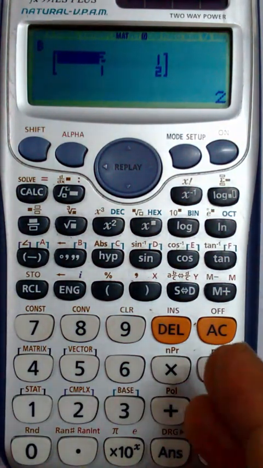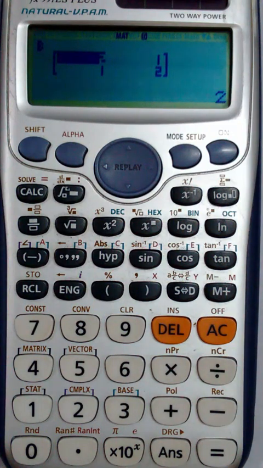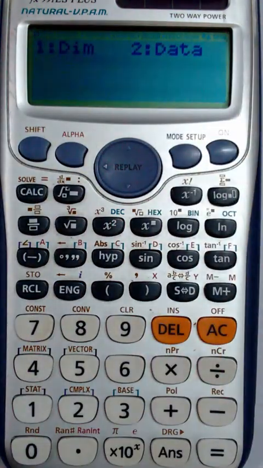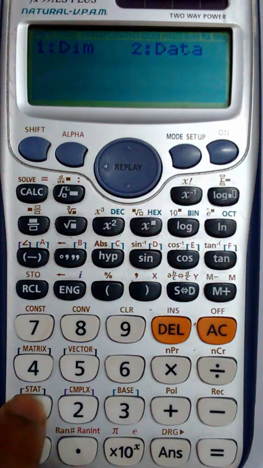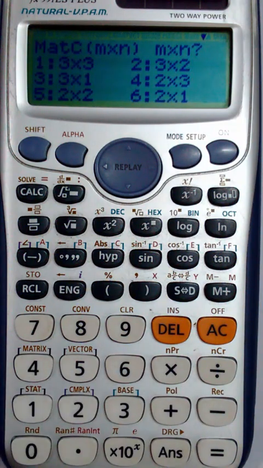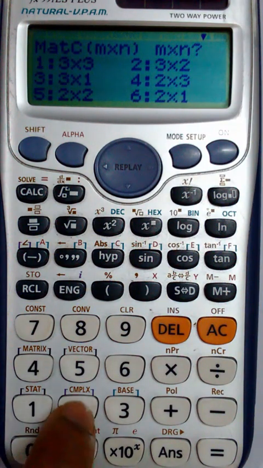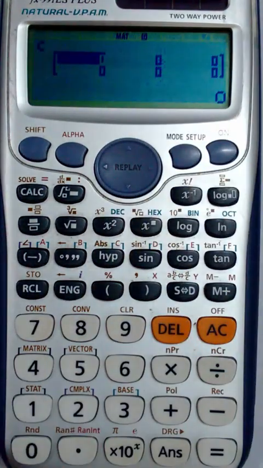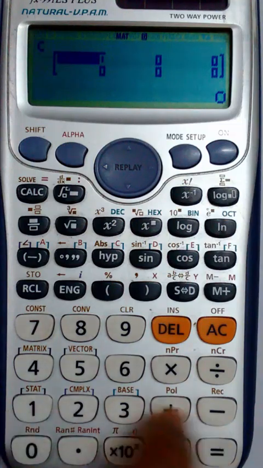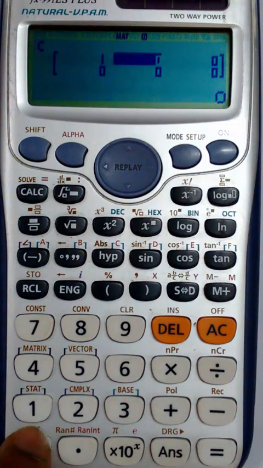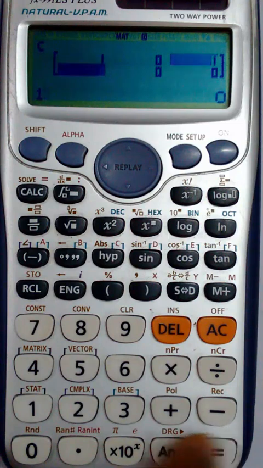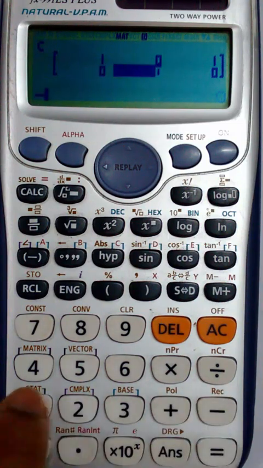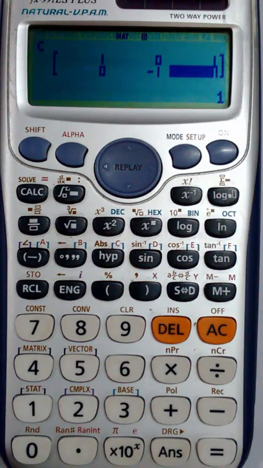Then I have to store values into this matrix C, where rows are 2 and columns are 3. So how to store this? Go to shift matrix, select 1 dim matrix C, and the size is 2 into 3. So means 4 I have to select. Okay. Then I am putting these values 1, 0, 1, 0, minus 1, then 1.